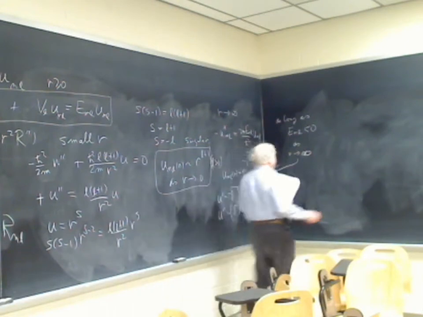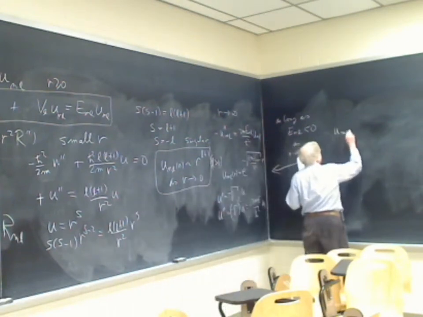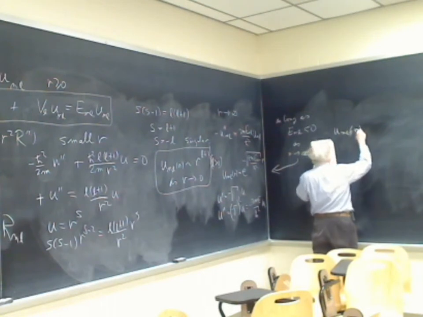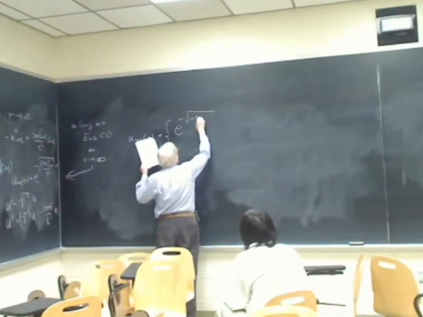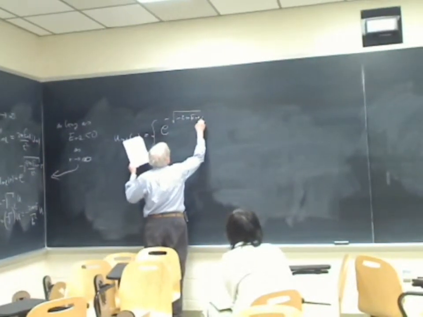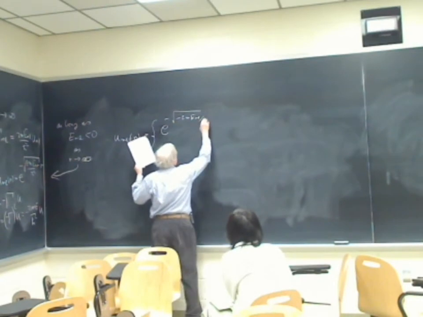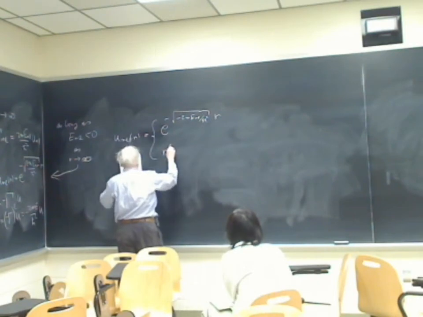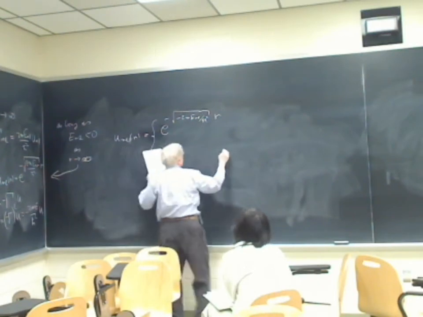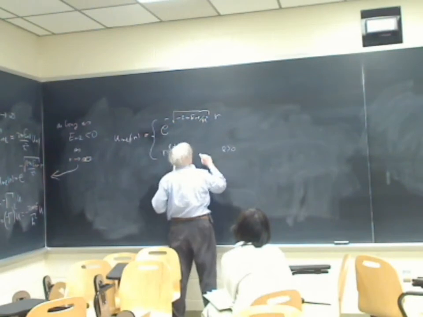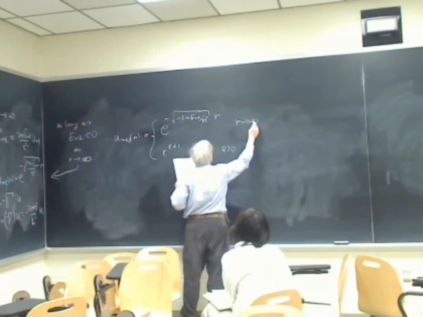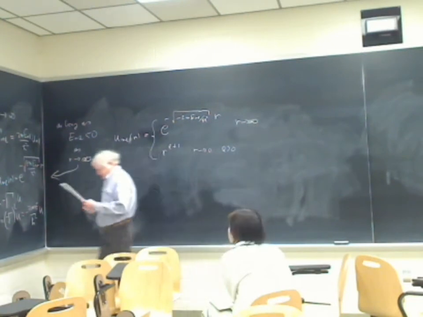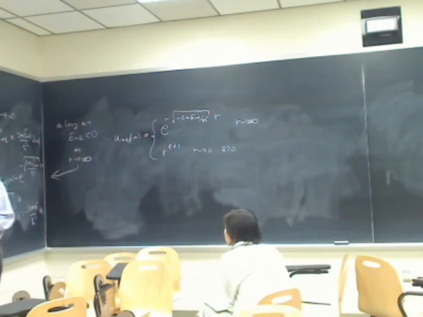So in other words, what we have is that u_nl of r goes as e to the minus square root of 2m E_nl, we don't know what that is yet, over h bar squared, times r, as r goes to infinity, and as r to the l plus 1, at least for l greater than 0, as r goes to 0. Okay, so those are the asymptotic behaviors of this function u.